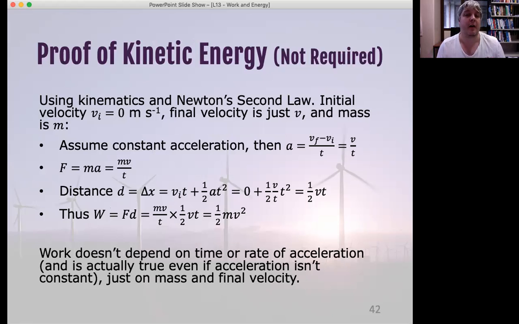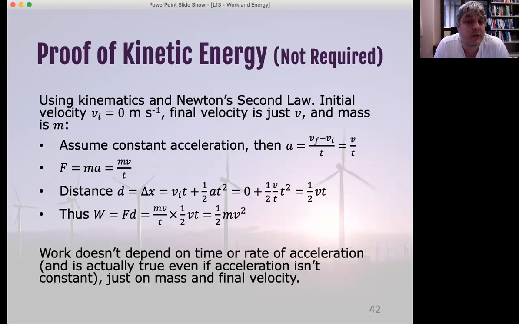It helps improve that overall understanding of what we're talking about with energy. So let's assume that we went at some constant acceleration a, from initial velocity of 0 up to some final velocity v. Then our acceleration is just going to be v over t, because we've gone from 0 up to v, so the change in velocity is just v, and we've done it in some time t.